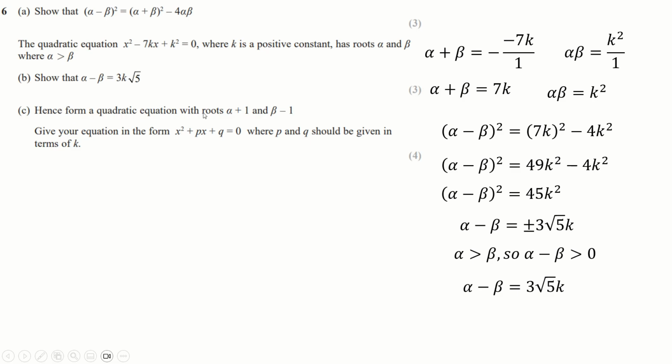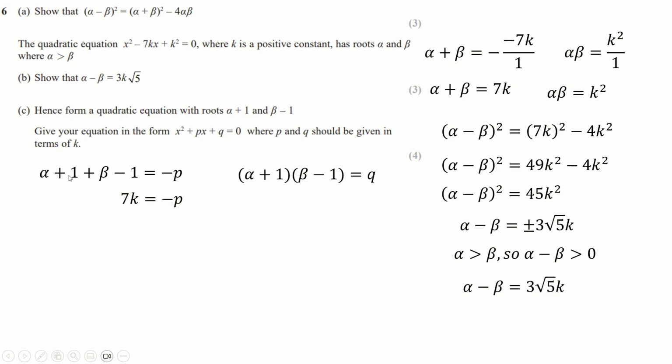Hence, form a quadratic equation with roots alpha plus 1, beta minus 1 in this form here. So therefore alpha plus 1 plus beta minus 1 is minus p over 1, for the same reason as before. The sum of the roots is minus this over that. Minus p over 1 is just minus p. And obviously this cancels here. But the product of the roots is q over 1, with no negative required.